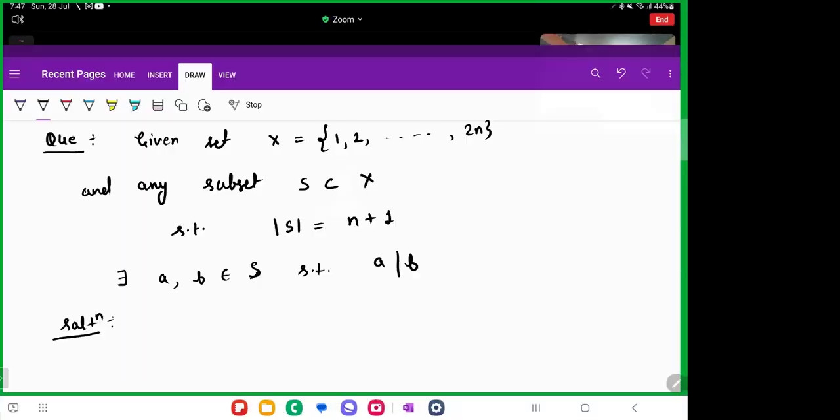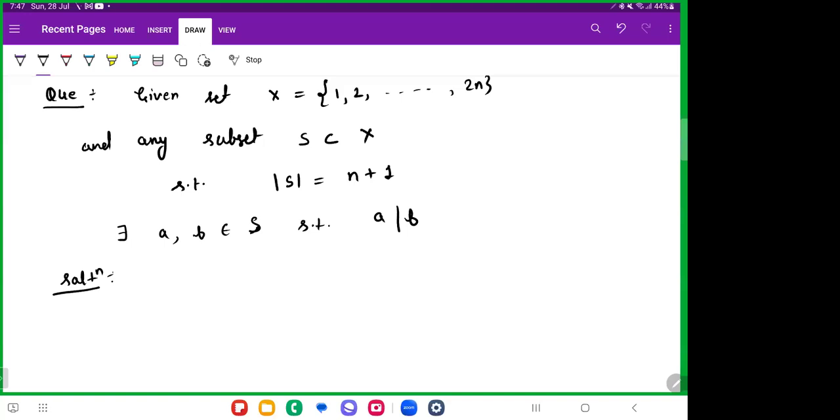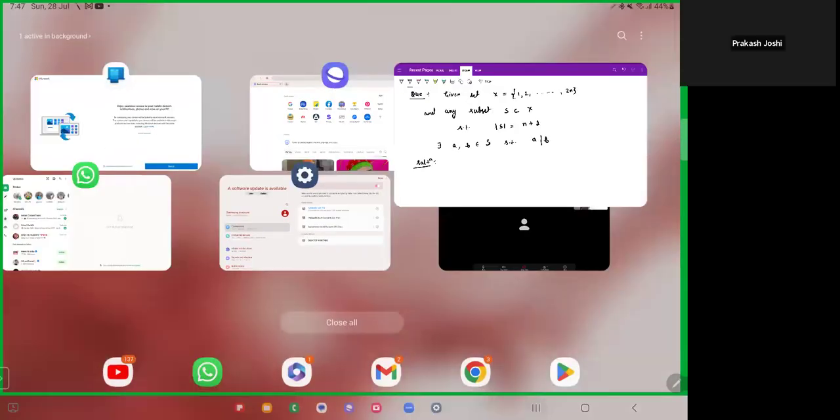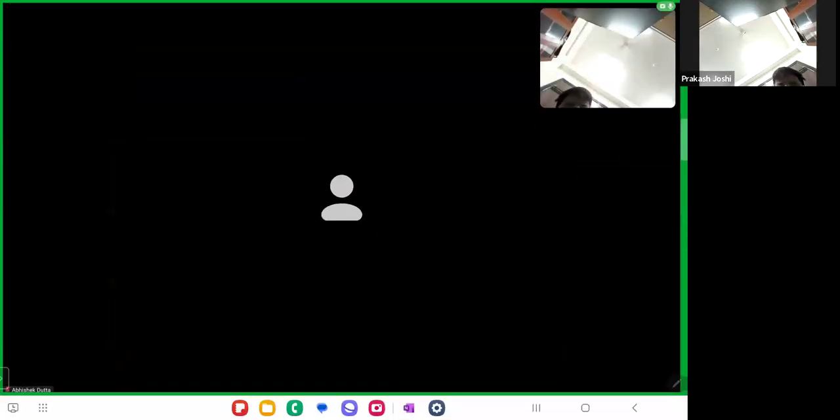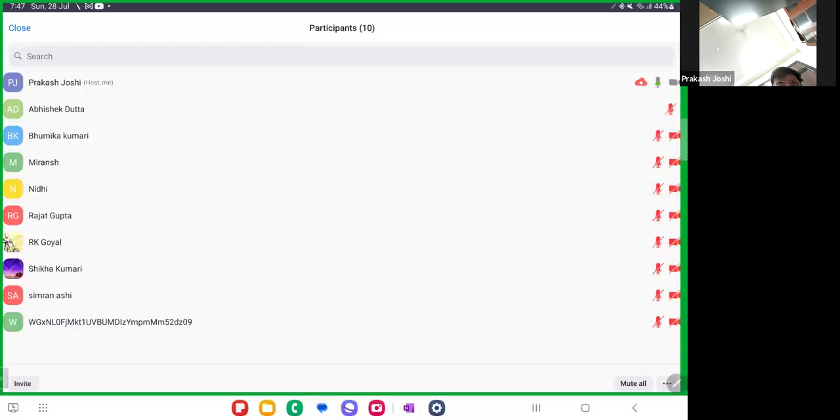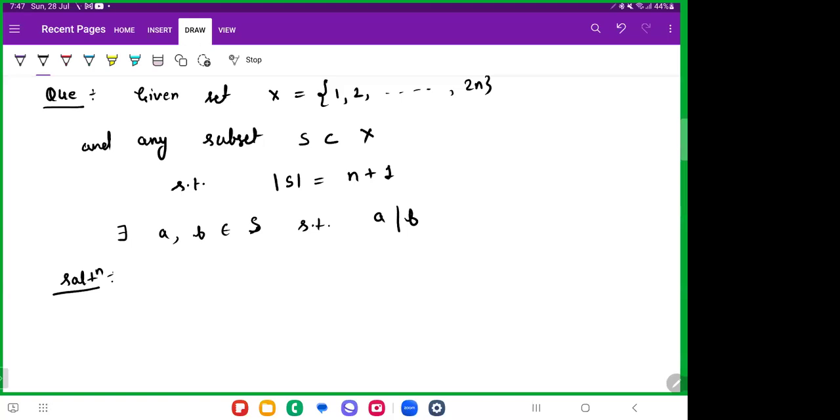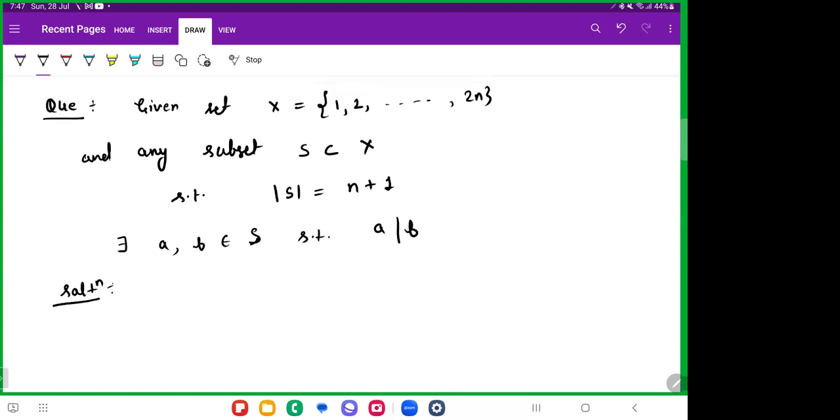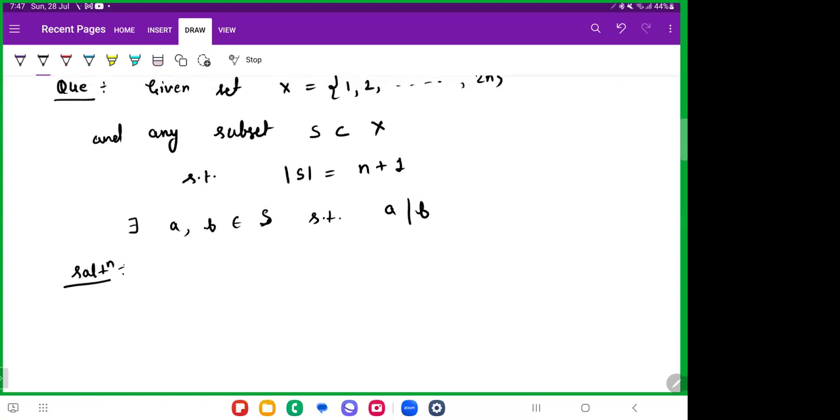Anyone else? Any idea? I can give my idea what I am thinking, but you can give your idea. Your solution I will read later. You can just send it to me, I can download it after the Zoom meeting and we'll check later. Anyone else? Okay, no one. Then I should answer, right? If no one else is interested to answer this, but this seems an interesting problem, right?